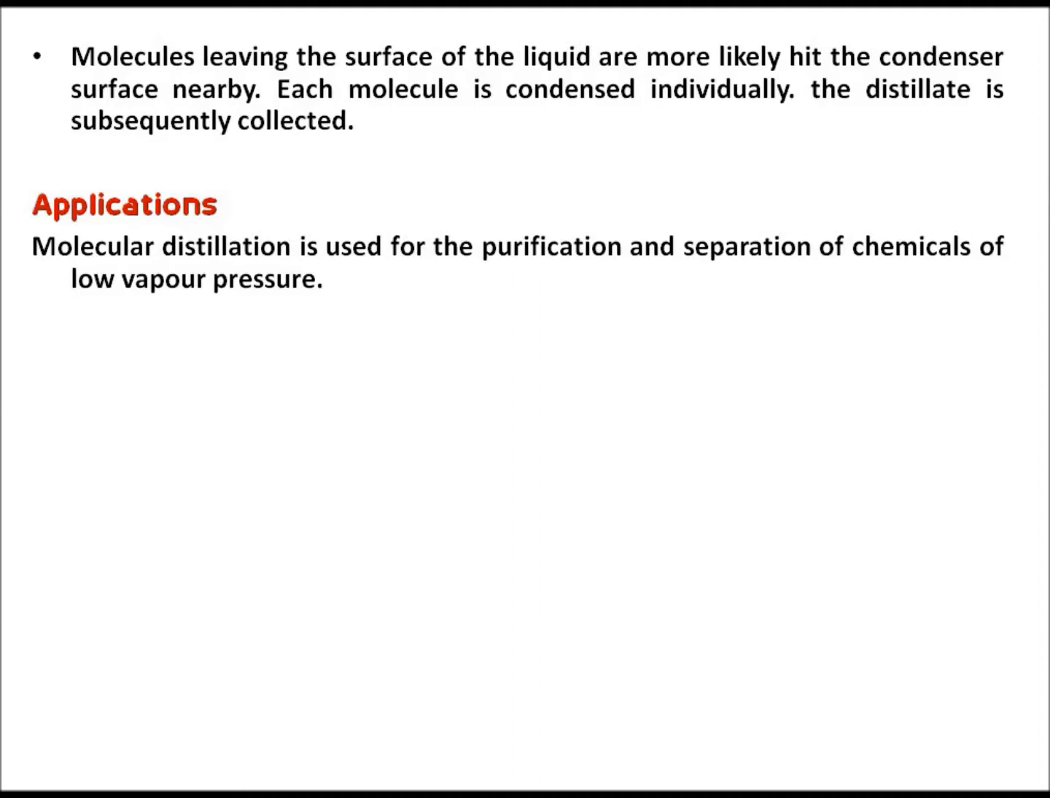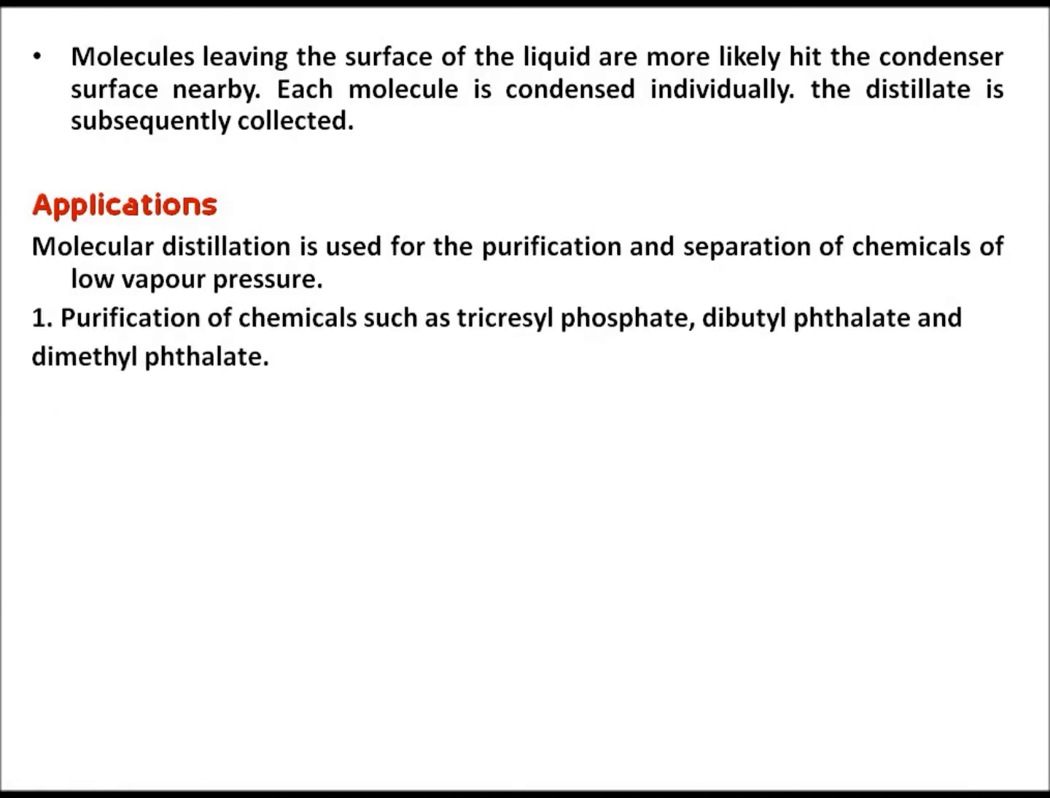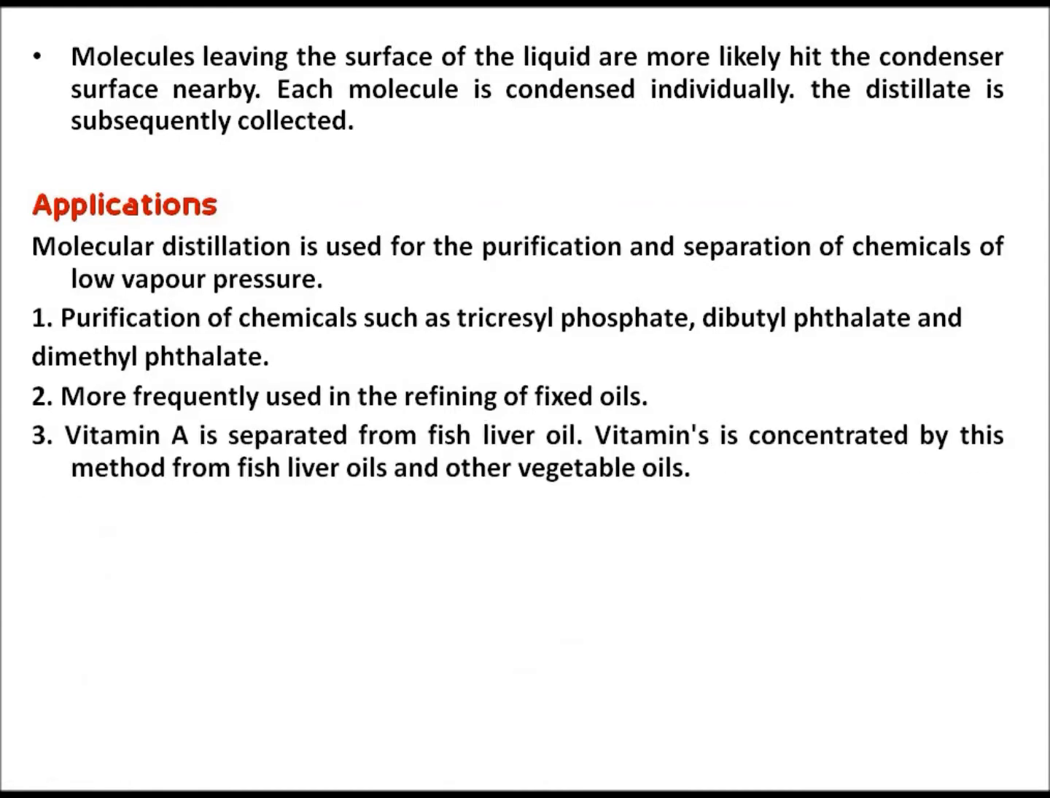As I have already mentioned, these are the different types of chemicals which have low vapor pressure. It is also used in the purification of chemicals such as tricresyl phosphate, dibutyl phthalate and dimethyl phthalate. It is more frequently used in the refining of fixed oil. Vitamin A separated from fish liver oil can be done using this molecular distillation. Vitamins are concentrated by this method from fish liver oil and other vegetable oils.